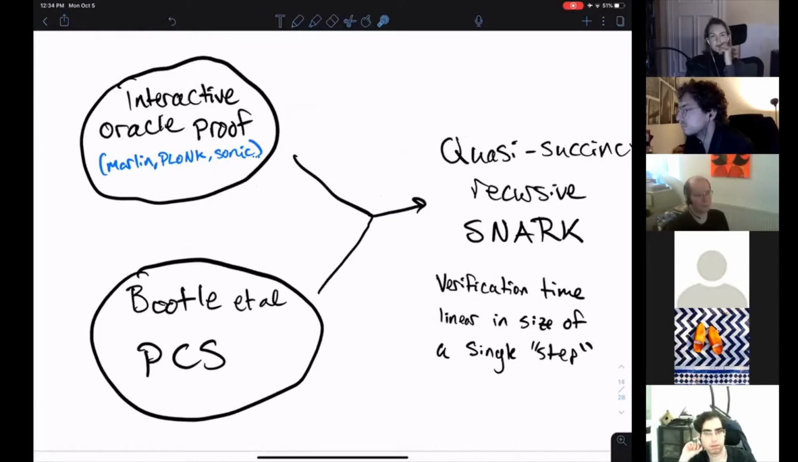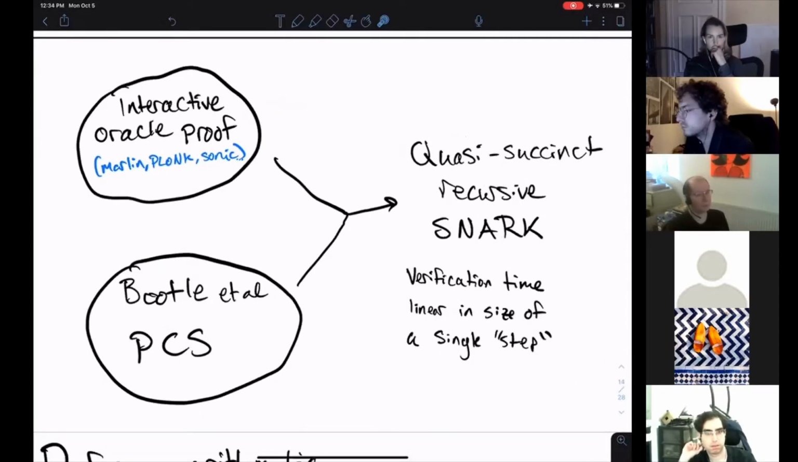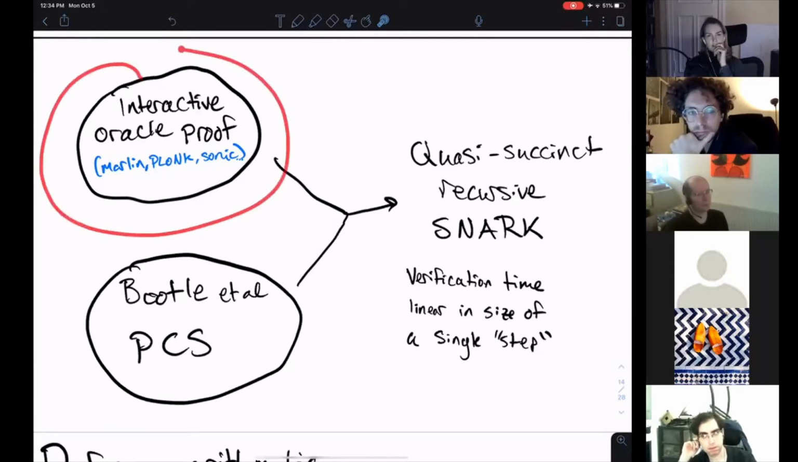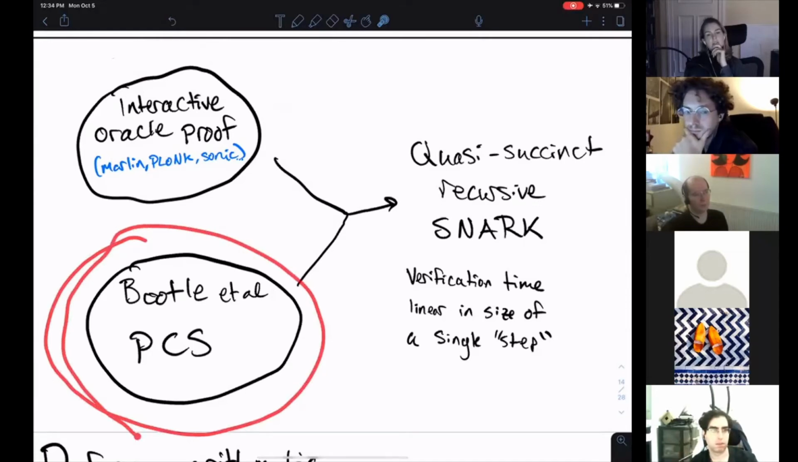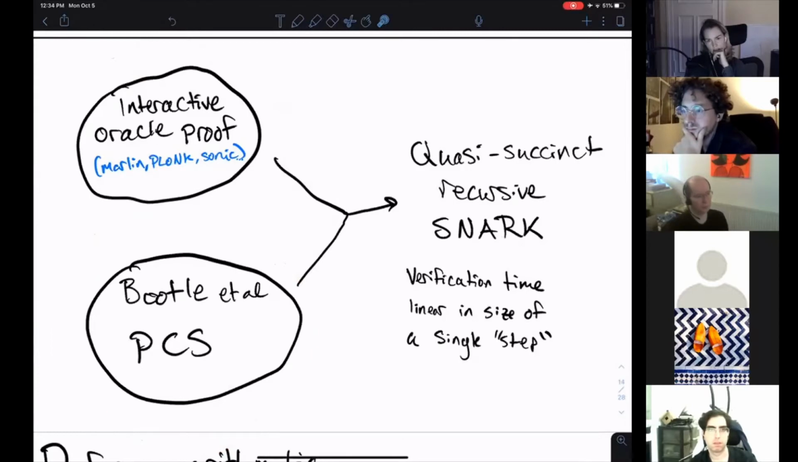Right. So, practically speaking, there's this fact from Halo, which is sort of implicit in Halo and then maybe made more explicit by that follow-up paper. If you have an IOP, an interactive oracle proof, an algebraic IOP where the messages are polynomials, like Marlin or Plonk or Sonic, and you have this particular inner product argument from which you can construct a polynomial commitment scheme, then you can build a sort of quasi-succinct recursive SNARK. I don't know if there's an existing terminology for this. Quasi-succinct kind of made sense to me, where the verification time is not constant or logarithmic necessarily.